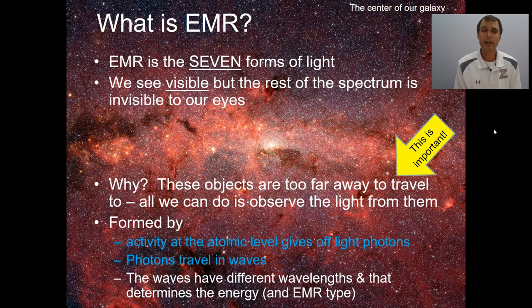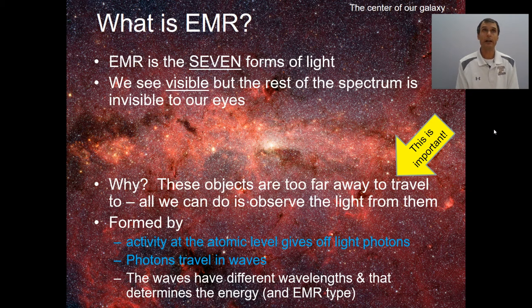So how do we get light? Well, it's formed at the atomic level with movement of electrons between different energy levels orbiting the nucleus of an atom, and that gives off specific photons of light at different wavelengths. And all of these different wavelengths produce different types of electromagnetic radiation. And that has to do with the amount of energy that is released by them.